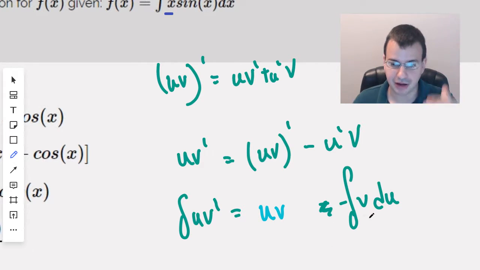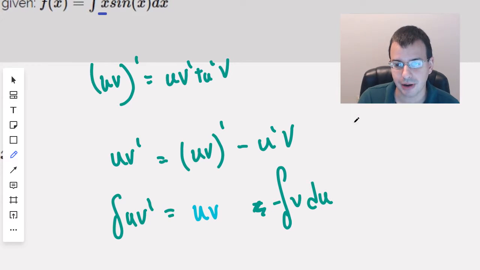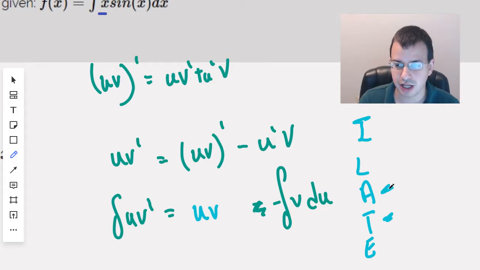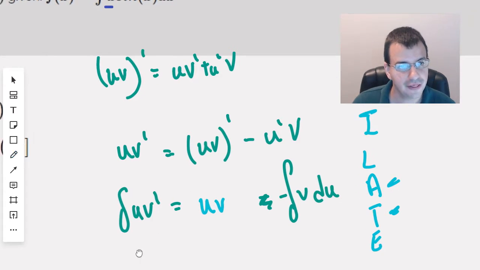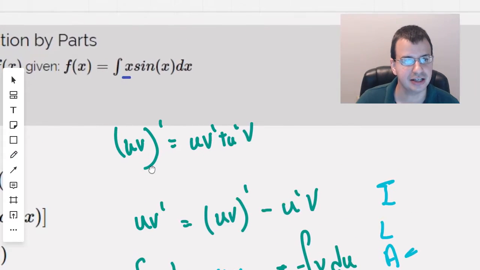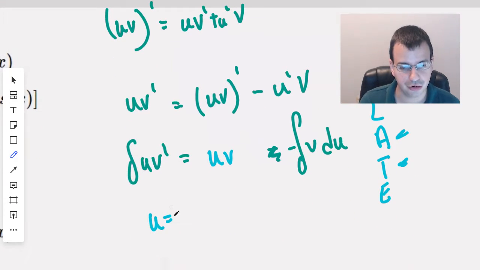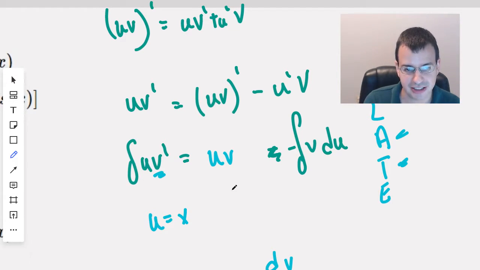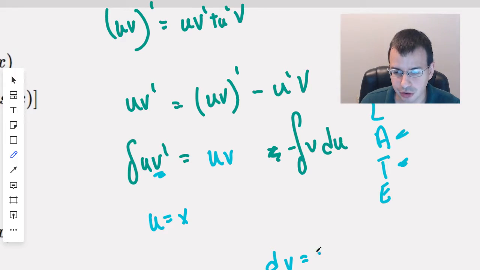Okay, so now we have our formula. We'll write up ILATE: inverse, logarithmic, algebraic, trigonometric, exponential. We have an algebraic and we have a trig. Algebraic takes priority over trig. Therefore, we'll say that u equals the algebraic one, which in this case is x. So u equals x, and dv, v prime, equals sine of x.